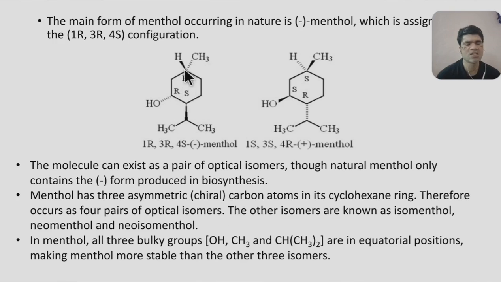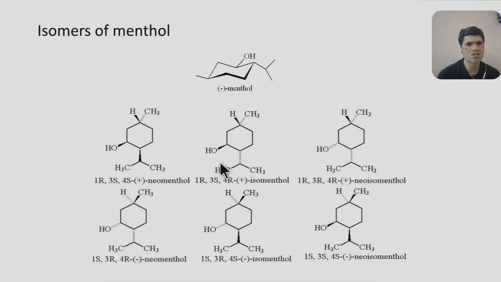Here, asymmetric carbon means carbon attached to 4 different groups. So here we can observe that this carbon is attached to hydrogen, methyl group, one group, and this whole thing another group, and this is another group: 4 different groups. Similarly, this carbon has one hydrogen, OH, and this group and this group. So three stereocenters are there, and we know that when 3 stereocenters are there, it can form 2 to the power of n, that is 2 to the power of 3, 8 isomers. The structure of 6 isomers is given here. In total, it can form 8 isomers.